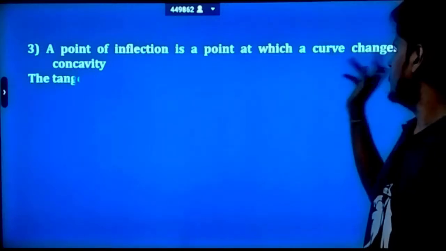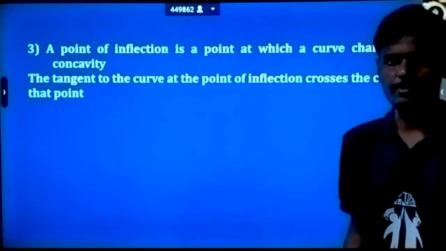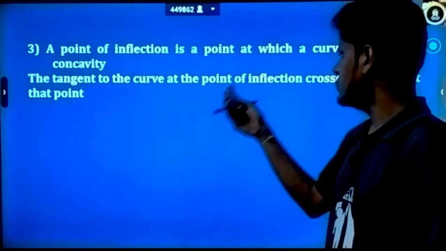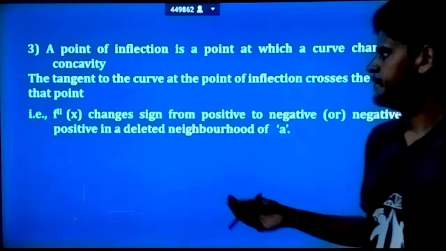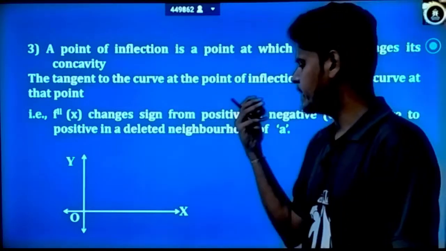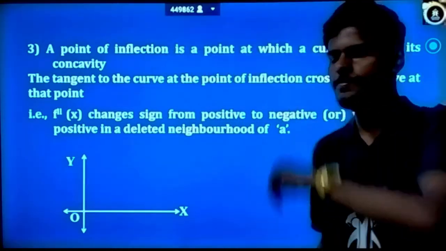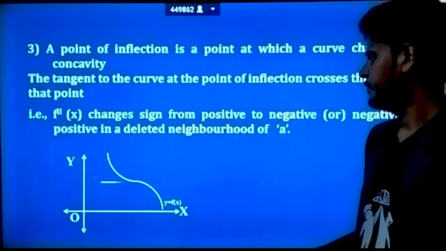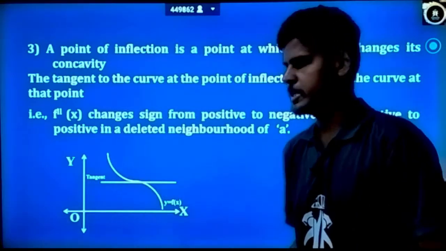For this case, it goes from concave upward, that is this part, to concave downward. A point of inflection is the point where the curve changes its concavity. Concavity or curvature, both are the same. And the tangent to the curve at the point of inflection crosses the curve. F double dash will become 0 and the curve changes its curvature. That means the tangent will pass through the curve at that point, the point of inflection.